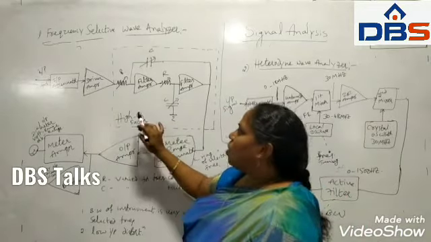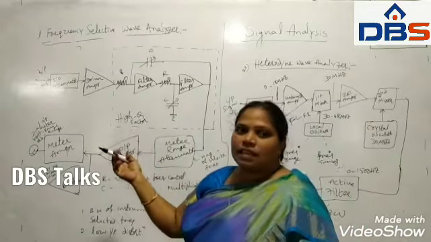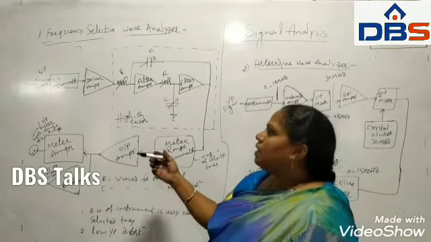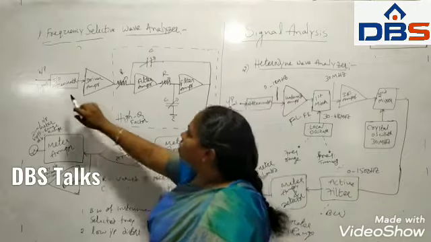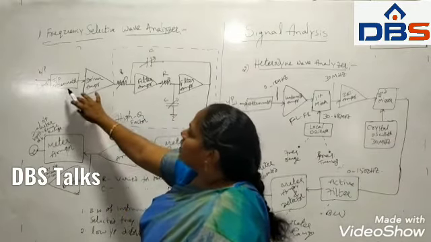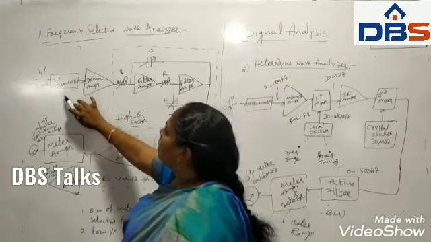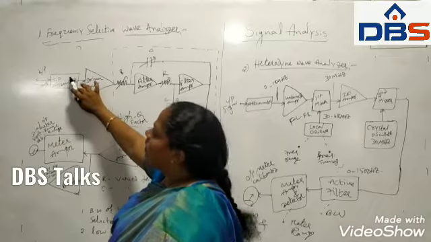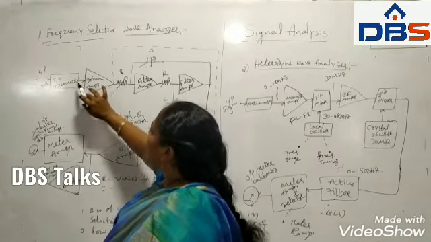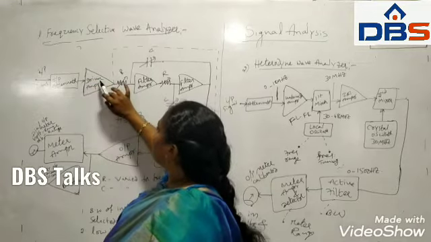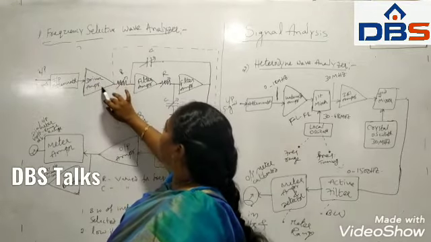So with the help of this block diagram, we can see how to select the selective frequency signal, and from that we can generate the wave analysis. Here this is the input signal. For this input signal, this is the input attenuator, so here the input signal is attenuated in this block. Then it is connected to the driver amplifier, where the output is amplified.